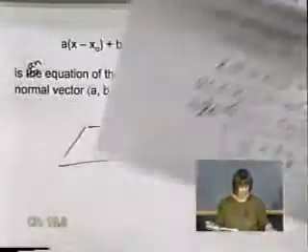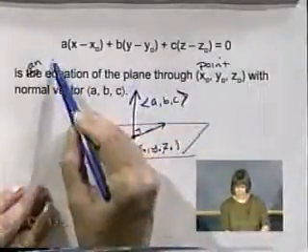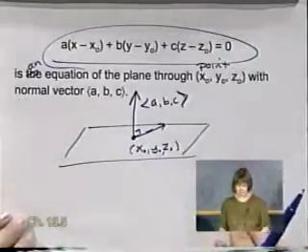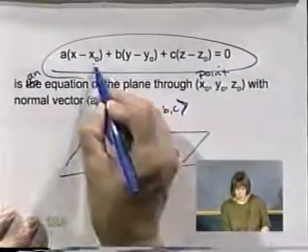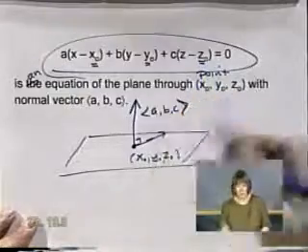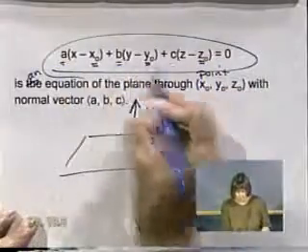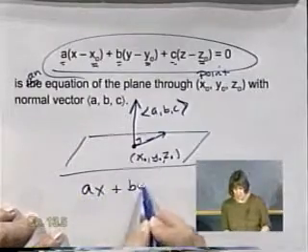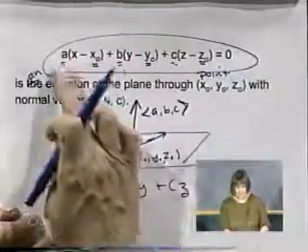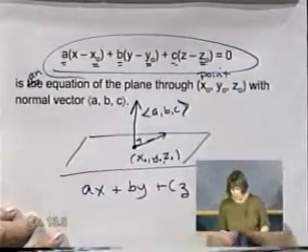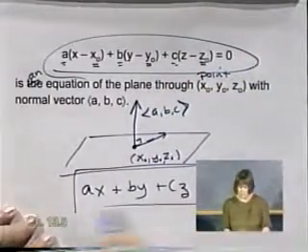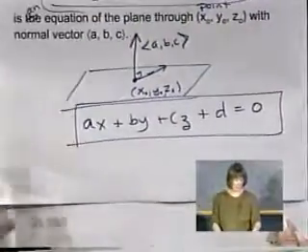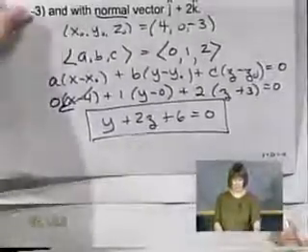Notice, in general, if you take this equation, A times x minus x naught plus B times y minus y naught plus C times z minus z naught equals 0, note, please, that x naught, y naught, z naught are numbers, right? A, B, C are numbers. If you multiply it out, you're going to get A times x plus B times y plus C times z, and all the constant terms you can combine together to make D. So a lot of times your equation of your plane looks like AX plus BY plus CZ equals D.